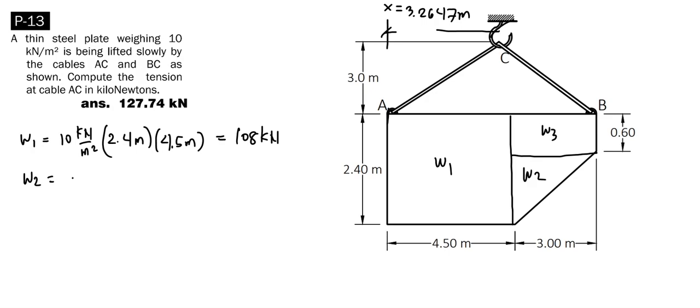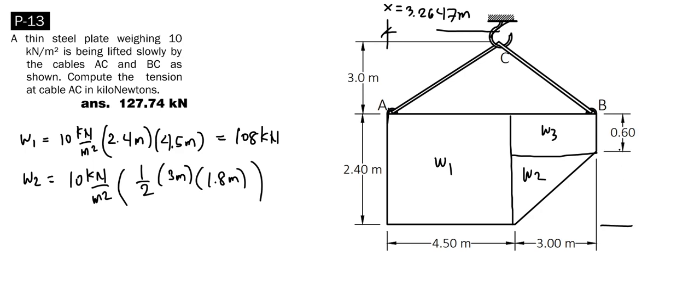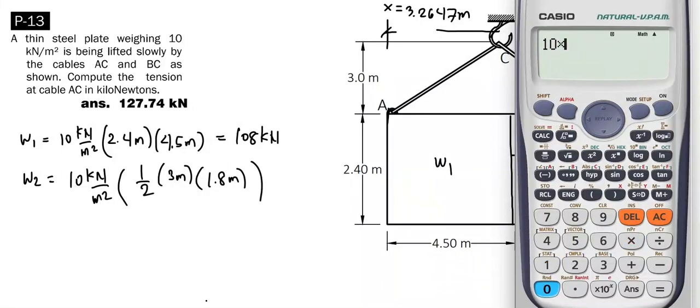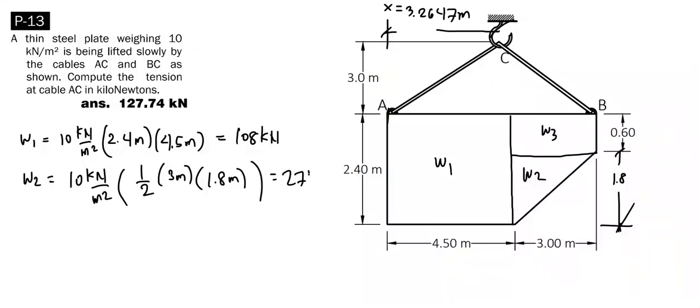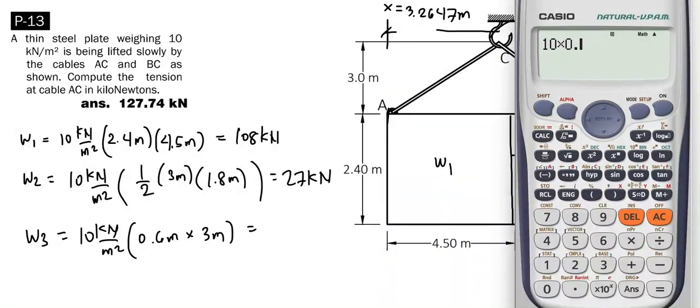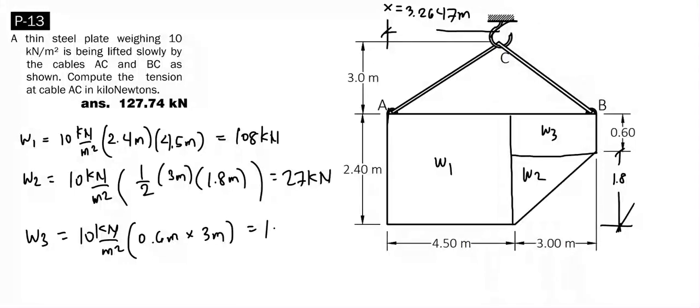For W sub 2, that is equal to 10 kilonewtons per meter squared times 1/2 times the base of 3 meters times the height of 1.8 meters, which is equal to 27 kilonewtons. And for W sub 3, it is equal to 10 kilonewtons per meter squared times the area of the rectangle of 0.6 and 3 meters, which is equal to 18 kilonewtons.